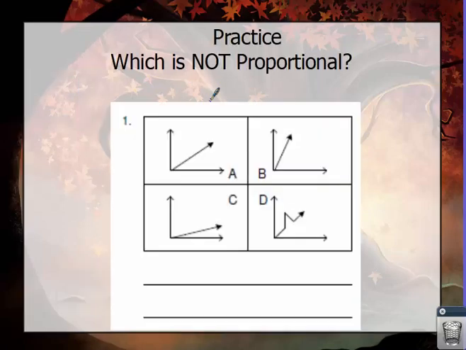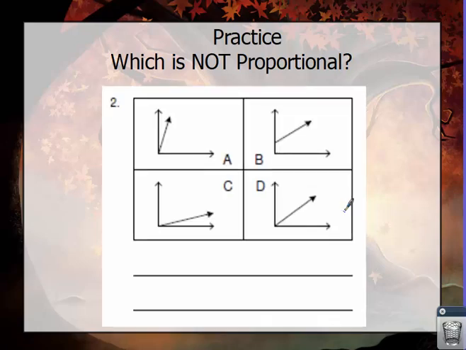Okay. Now, what about a graph? Which one of these graphs is not proportional? Good, D. Because A is a line, B is a line, C is a line, and they all go through the origin. D goes through the origin, but it's not a line. So this one is not proportional.